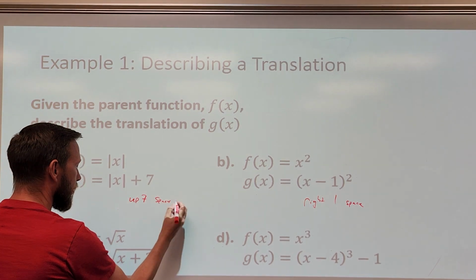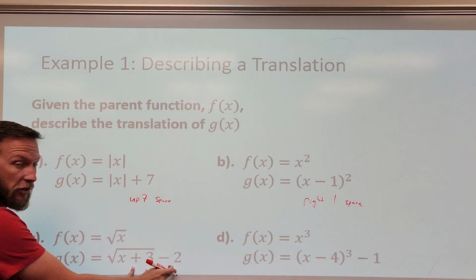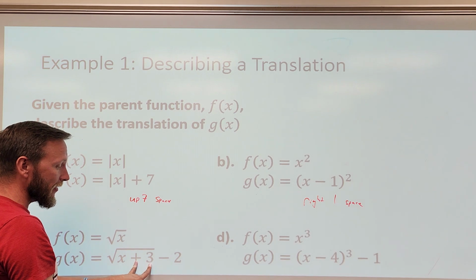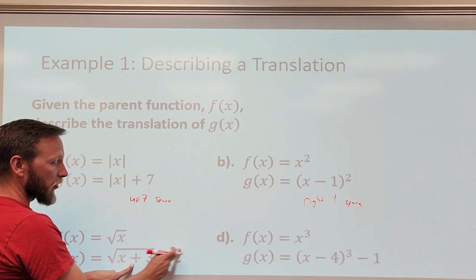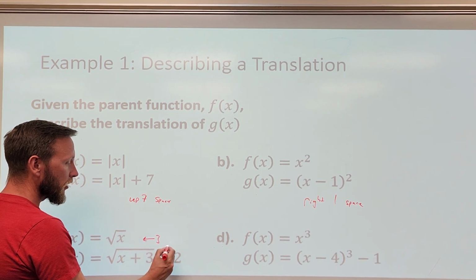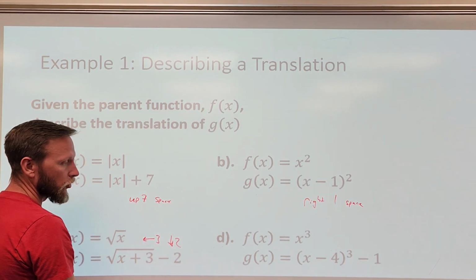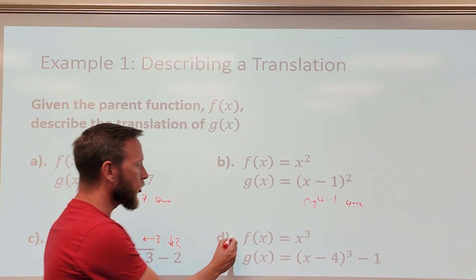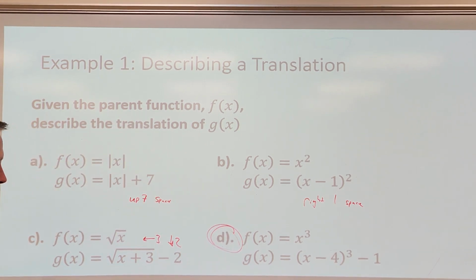All right, here we've got 2 things happening. We've got something happening inside, that's a left 3. And we have something happening on the outside that's a down 2. So we're going to go left 3, and then we're going to go down 2. Can you do this one? You do letter D for me. Tell me where we're going to move. Left or right, up or down? A little bit of both? How's that going to go?